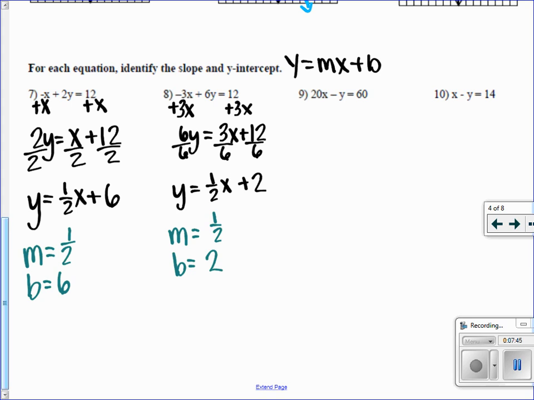So just going straight to number 10. We want to get y by itself. What's the first step? Subtract x. What are we left with when we subtract x? Negative y equals negative x plus 14. And then now what do we have to do to get y by itself? Divide or multiply by -1. Those are the same thing. That's just going to flip all of your signs. So positive y, positive x, minus 14.